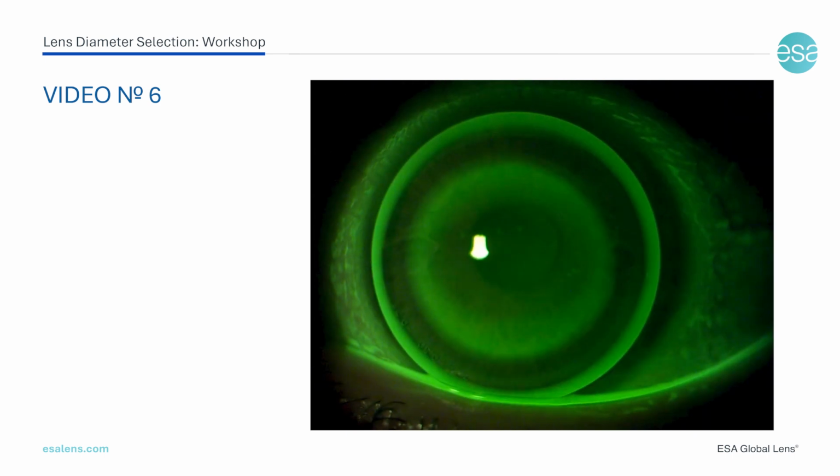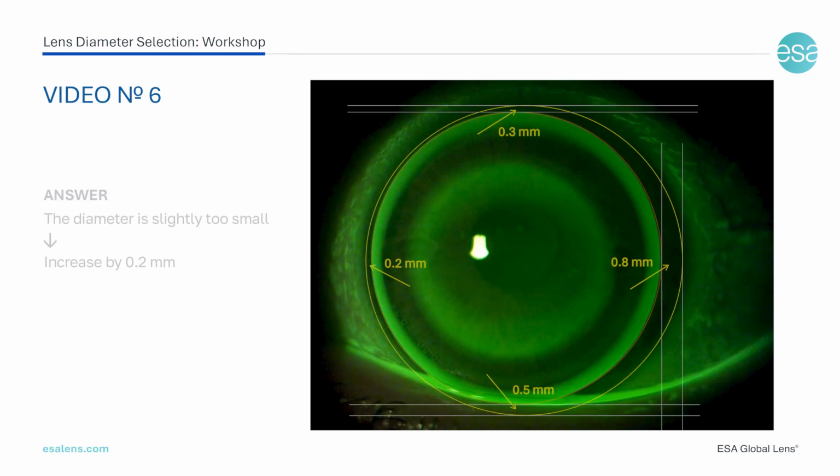What do you think of the diameter of this lens? What is your proposed action? The diameter is slightly too small. Along the vertical meridian, the total gap is 0.8 mm, exactly as it should be. However, along the horizontal meridian it is 1 mm, which is slightly above the desired value.